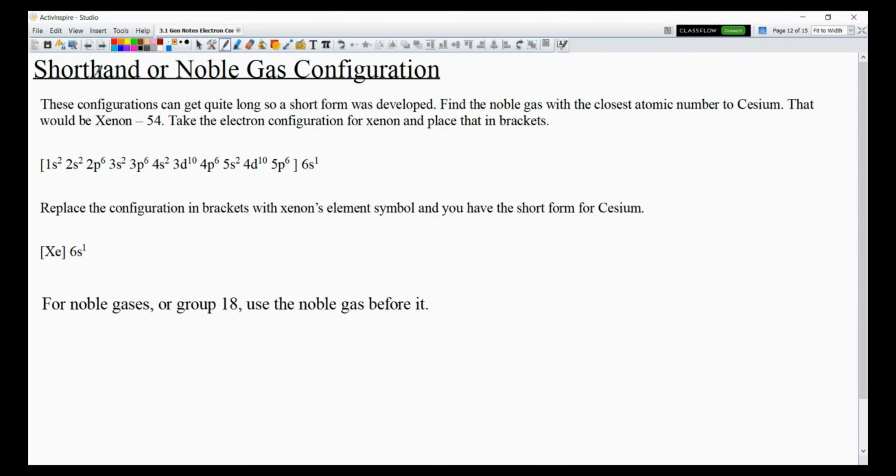Okay? All right, so there is a shorthand for noble gas configurations because this is cesium. Remember how long cesium was? That's a lot to write. So shorthand, what shorthand does, it's also called the noble gas configuration, and it's also called core configuration. What they do is, in order to get this into shorthand, they look at the last noble gas that was passed through to get to this element.